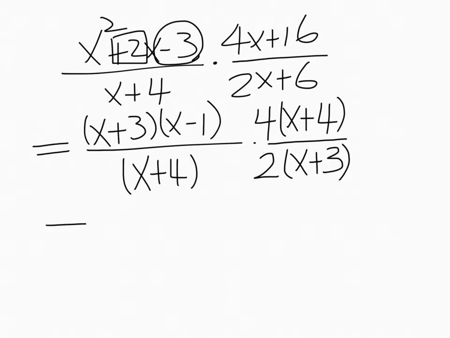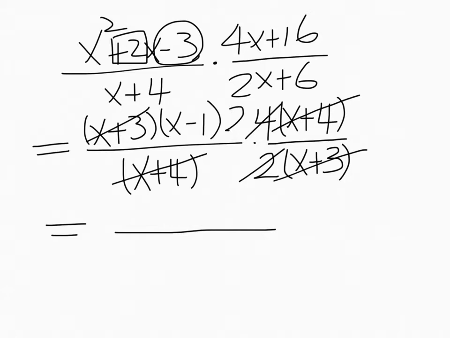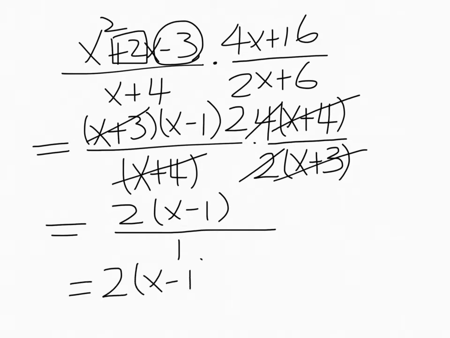Now take a look. What do you see that is the same, top and bottom? The clue is top and bottom. Do you agree that this x plus 4 is the exact same thing on top and bottom? x plus 3, exact same thing. And 4 divided by 2, I can reduce down to 2. So what are the terms that are left? We have 2 times x minus 1 over 1, which is exactly the same as 2 times x minus 1.